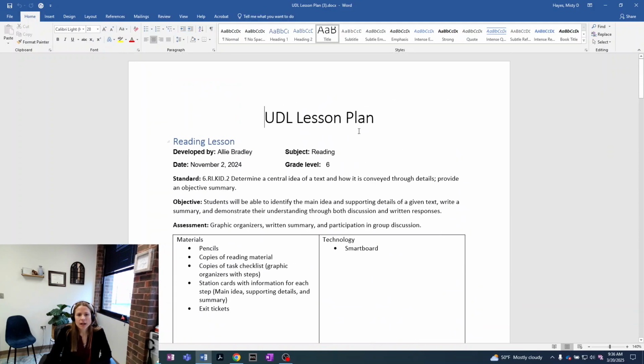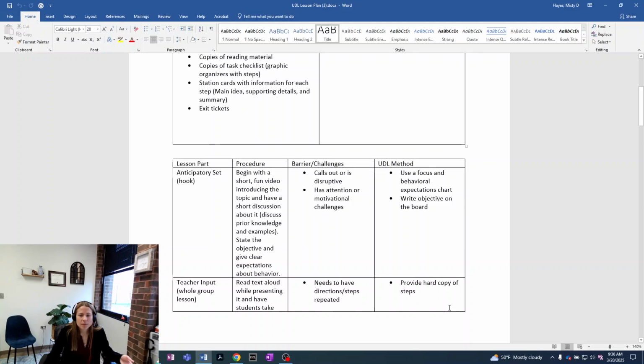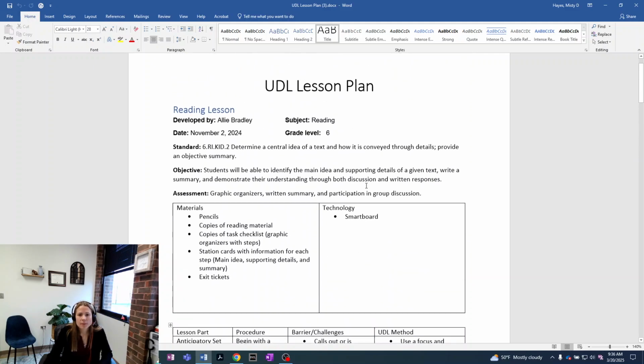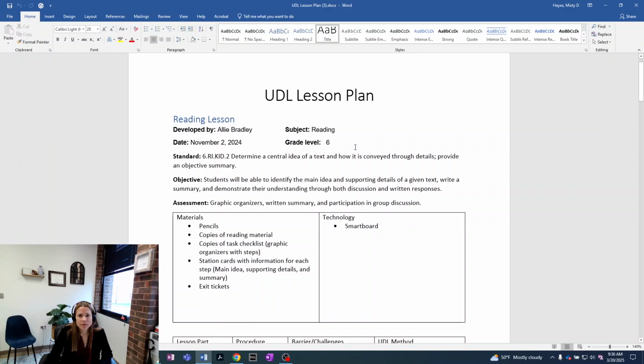I will email this out. I do not want to see this exact thing on everyone else's. You may have some of the UDL methods, but it should not be the same reading lesson, the example I'm giving you. This is just to let you get an idea of what you need to be doing.